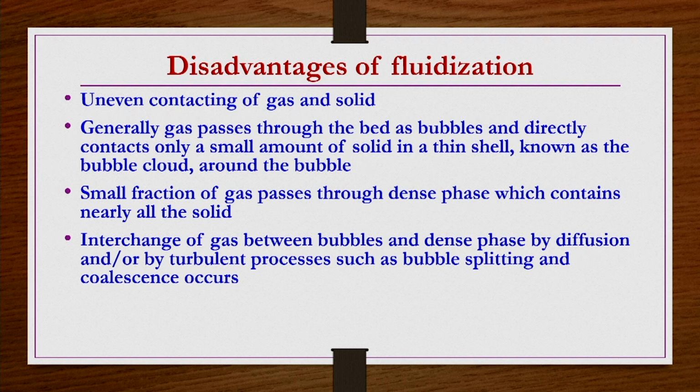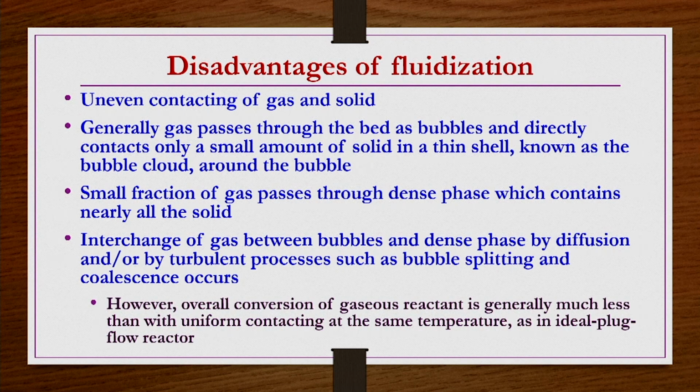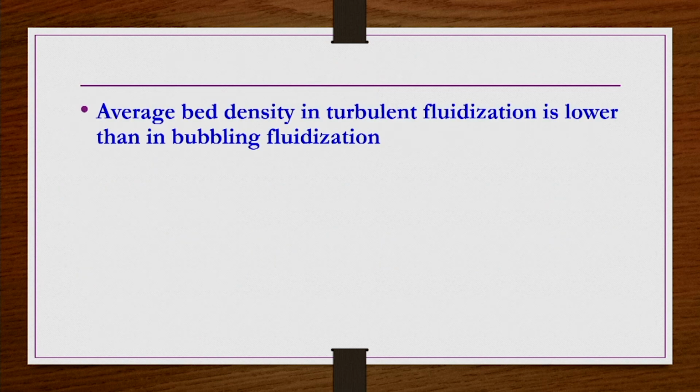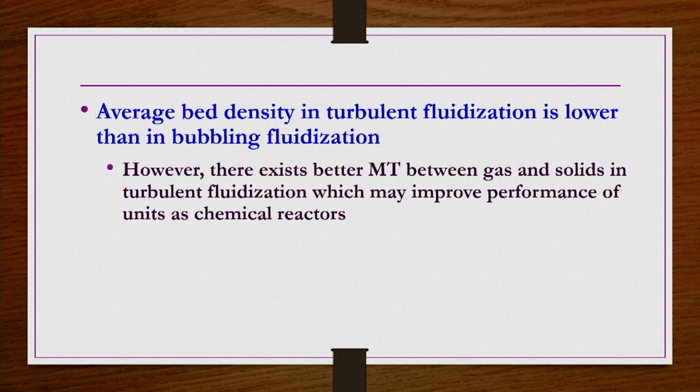Interchange of gas between bubbles and the dense phase occurs by diffusion and by turbulent processes such as bubble splitting and coalescence. Those things are again a disadvantage. Overall conversion of gaseous reactant is generally much less than that obtained using an ideal plug flow reactor at the same temperature. Average bed density in turbulent fluidization is lower than in bubbling fluidization in general. However, in turbulent fluidization, mass transfer between gas and solids is much better compared to bubbling fluidization, which is useful in improving the performance of chemical reactors.